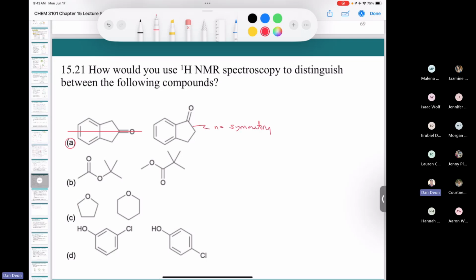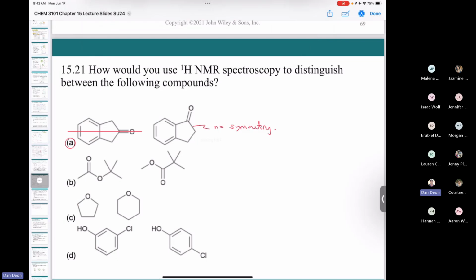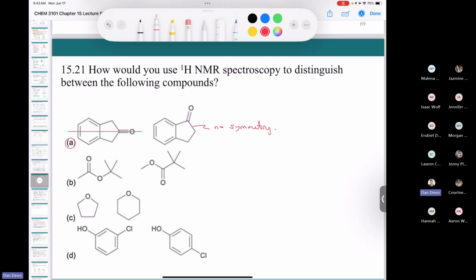Okay, they have the same molecular formula. There's no doubt about that. But one compound has symmetry and the other one has no symmetry. So my question to you is, if we just focus on the compound on the left, could anybody tell me how many signals you would see in the proton NMR for this one?